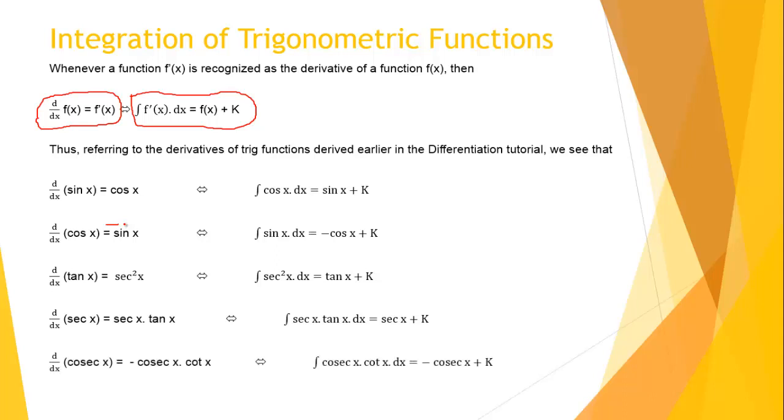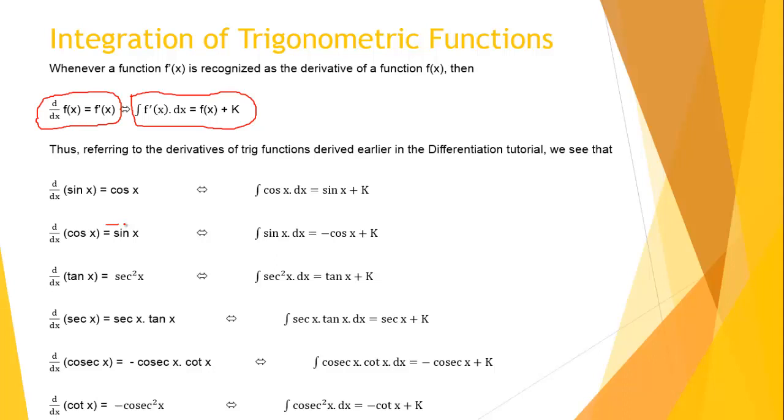The differentiation of cosec x with respect to x equals negative cosec x dot cot x if and only if the integral of cosec x dot cot x with respect to x equals negative cosec x plus the arbitrary constant. The differentiation of cot x with respect to x equals negative cosec square x if and only if the integral of cosec square x with respect to x equals negative cot x plus the arbitrary constant.